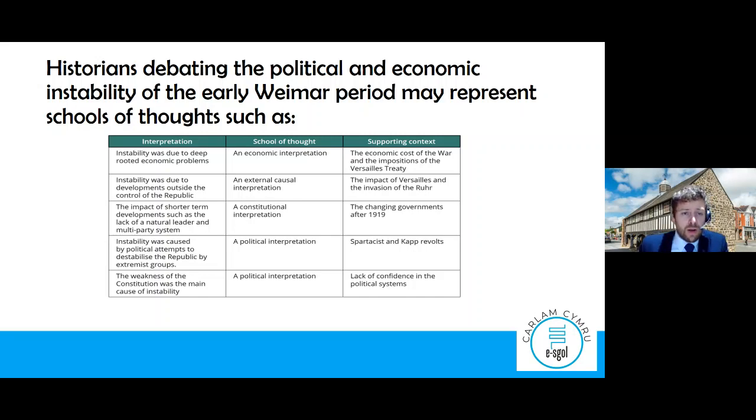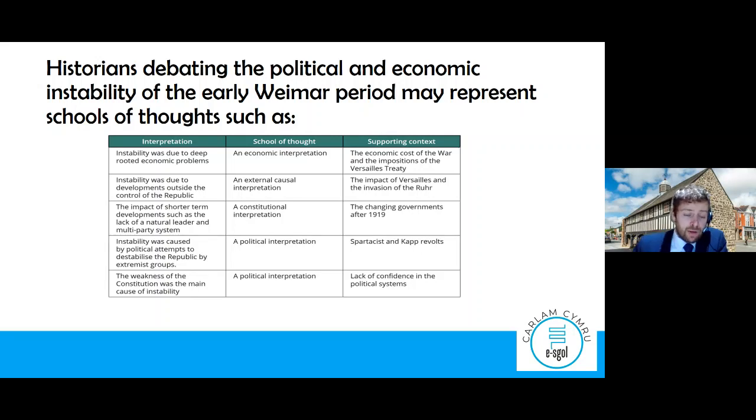Whilst other historians, right, looking at the same thing, the instability of early Weimar, might come to a different interpretation. They might say that instability was due to developments outside of the control of the Republic. Their school of thought is a lot more external causal, right? We're looking at the structures maybe of Europe as a whole and the power play between Europe as a whole. And they might use, for example, the impact of Versailles and how other countries imposed Versailles on Germany, or the invasion of the Ruhr, how that is the thing that gives you evidence for that interpretation.